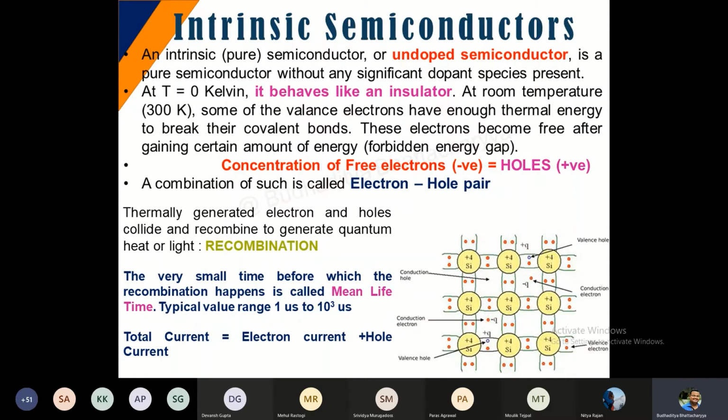Or rather, at this initial stage, we would consider the valence band only is filled with electrons and the conduction band is nil. Because at T equal to 0, it behaves as an insulator. You can see the second line. It behaves like an insulator. But at room temperature, almost 300 Kelvin, some of the valence electrons have enough thermal energy.